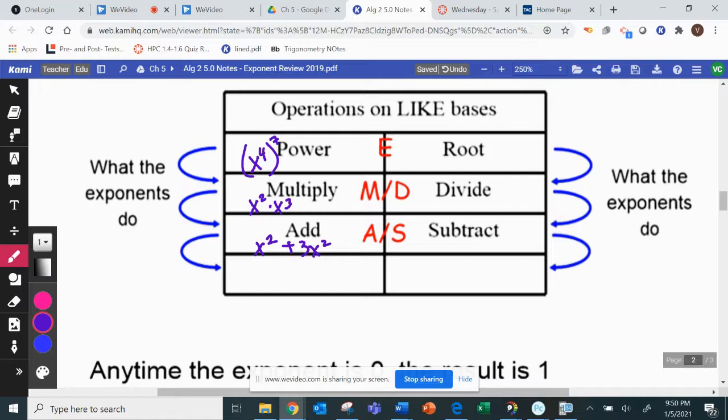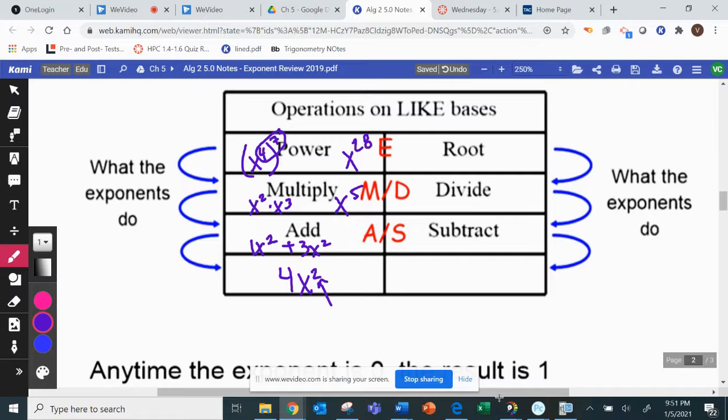Then what we do to the exponents is the thing that's underneath it. If we are doing power, we do multiplication to the exponents. If we're doing multiply, we do addition to the exponents, so this would be x to the 5th. And if we do addition, what do we do to the exponents? Nothing. So this would be 1x squared plus 3x squared, 4x squared. Nothing to the exponents. The thing underneath is what you do to the exponents.